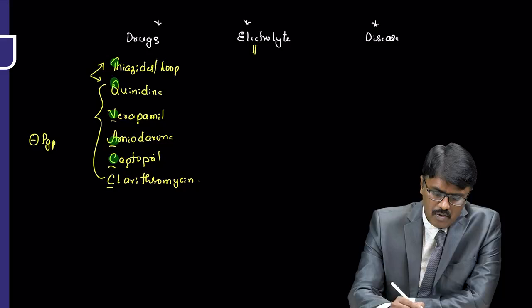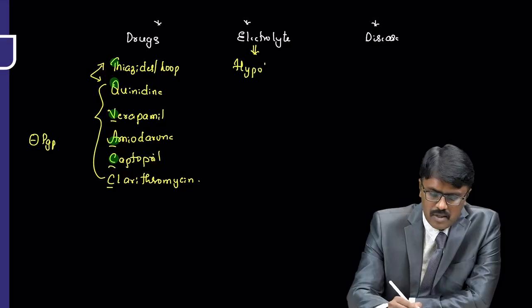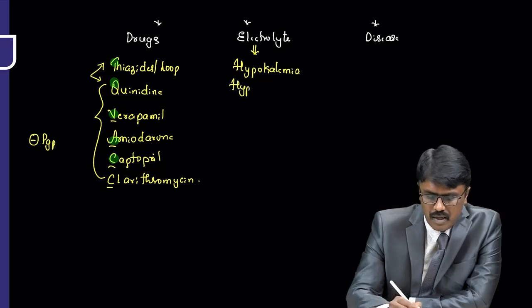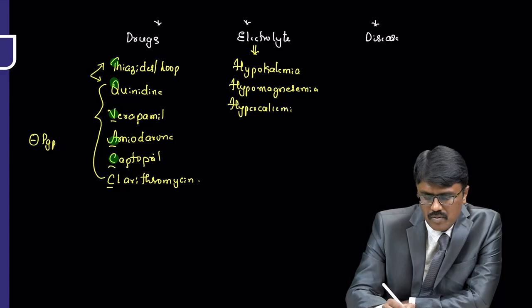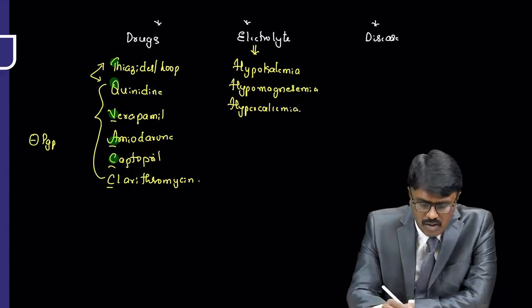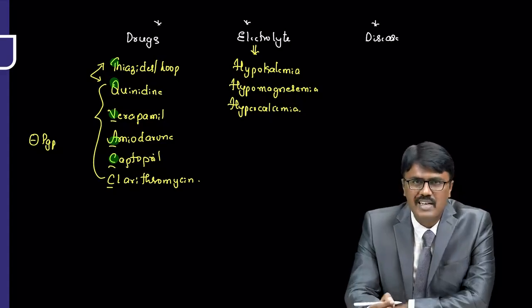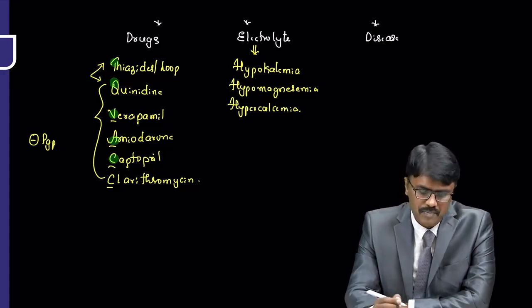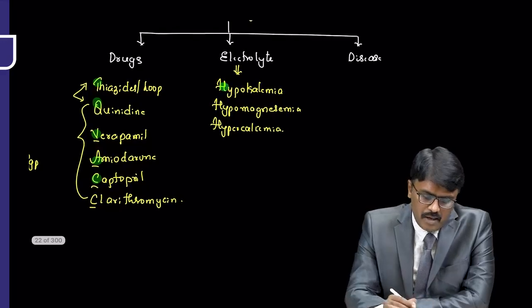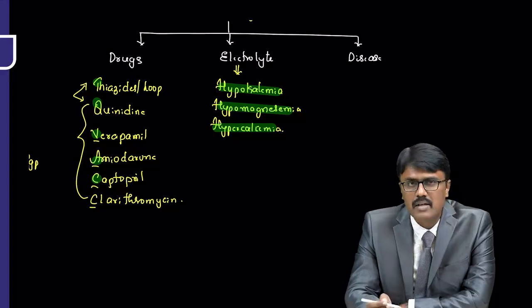Now, why can thiazide or loop do this? Because whenever we use these, there is an electrolyte abnormality, that is hypokalemia. So hypokalemia, hypomagnesemia, and hypercalcemia, these are prone for digoxin toxicity, because you know that the more the calcium, the more the risk of triggering of action potential, the more the risk of arrhythmia. So hypokalemia, hypomagnesemia, and hypercalcemia can increase digoxin toxicity.